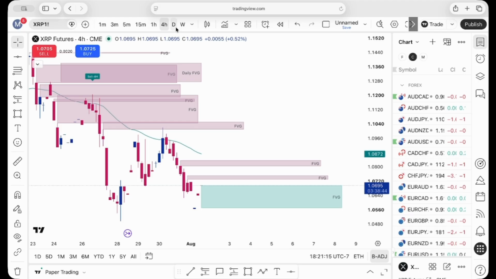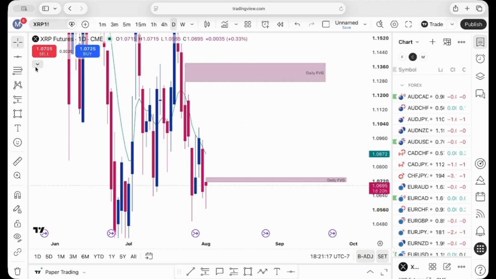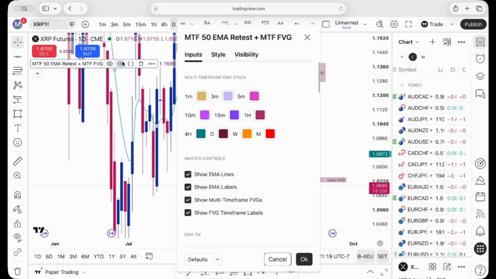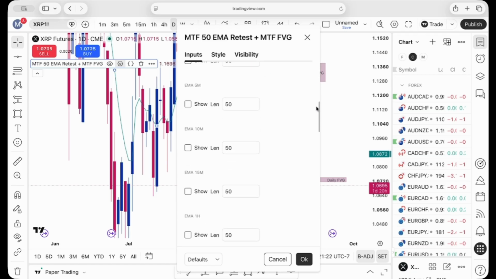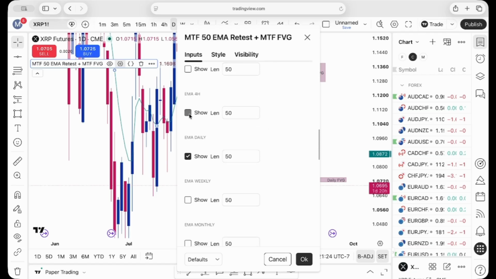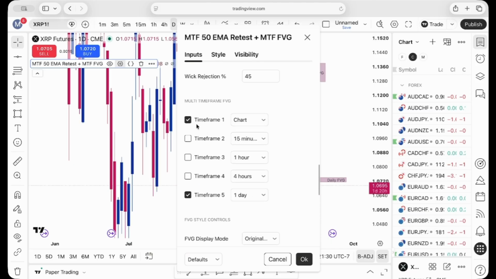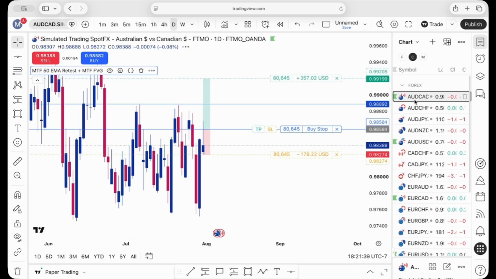All right, now let's go up to the daily, and then let's go into our settings again, and then we want to take off the 4-hour and then select the weekly, leave the daily, and then go down here, and then these are actually the same thing. So the chart means whatever chart you're on, and then we already have the daily selected, so they're going to both be the same. Okay, so we already have that selected on there.